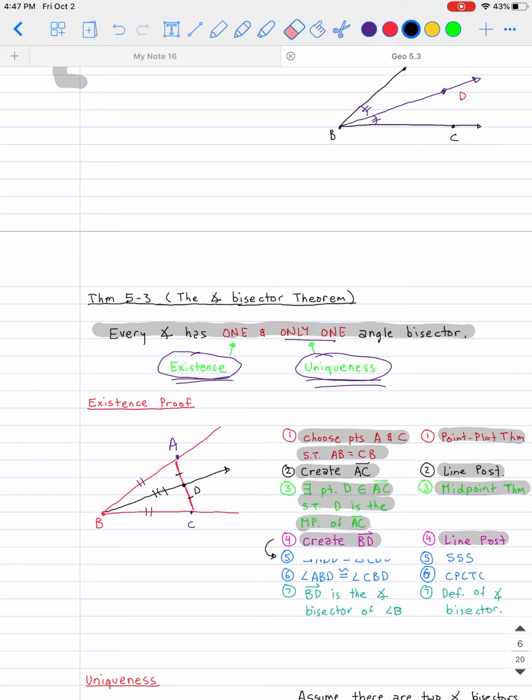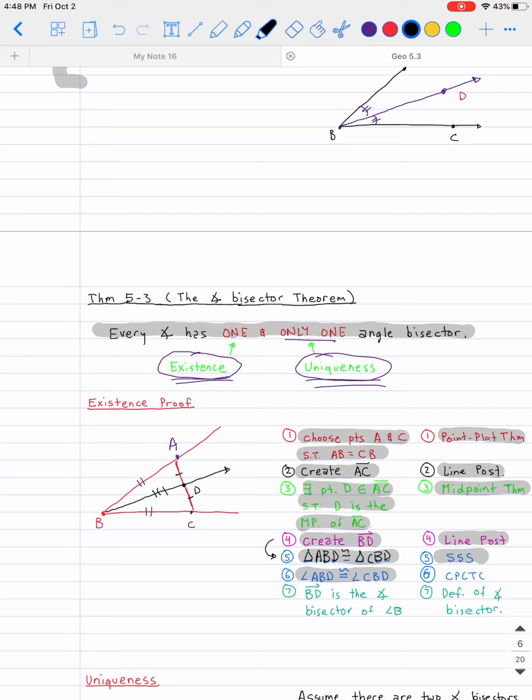And the corresponding part that I want specifically, oh no, I just erased it all, so hopefully I can put it all back. Triangle ABD is going to be congruent to triangle CBD. Yes, okay, good. Saved. Whew.